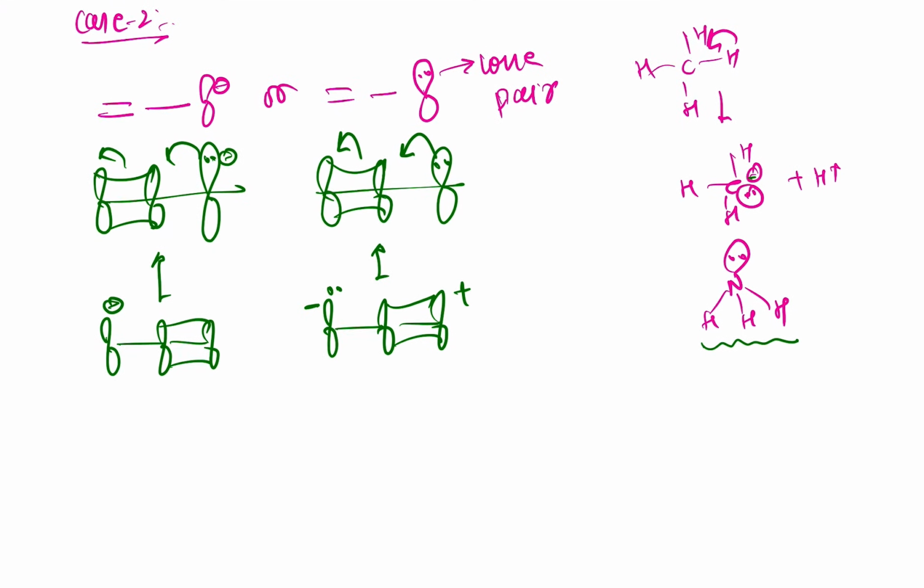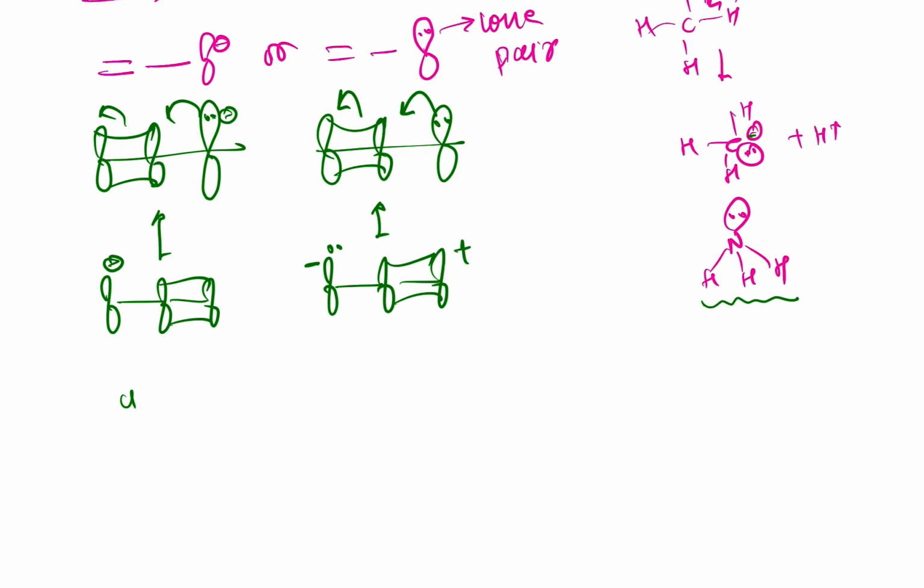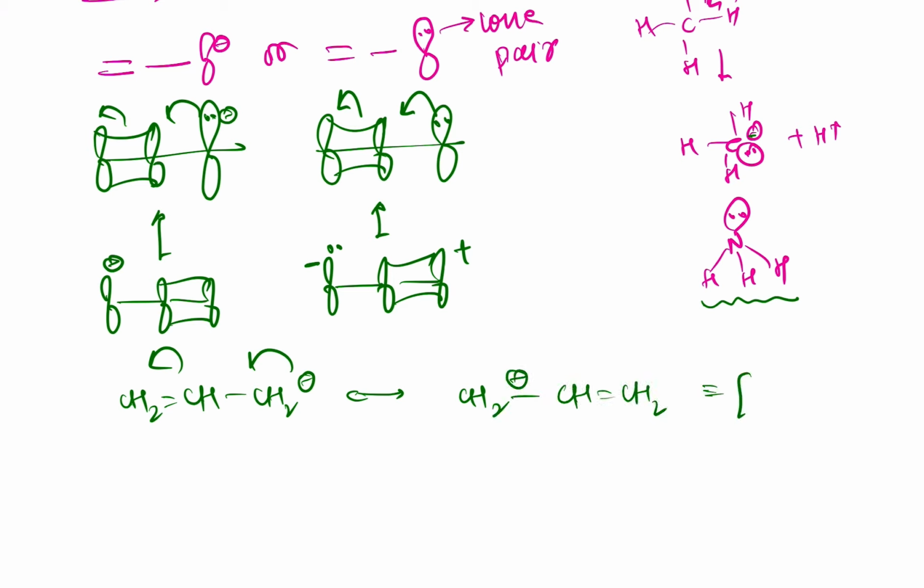Now let's understand with an example. CH2 double bond CH-CH2 negative, and the negative charge will go here, it will go here, giving CH2 negative, then CH double bond CH2. And how would the resonance hybrid look? CH2, CH, CH2 with partial double bonds, delta negative and delta negative. Delta negative is negative 1 by 2.